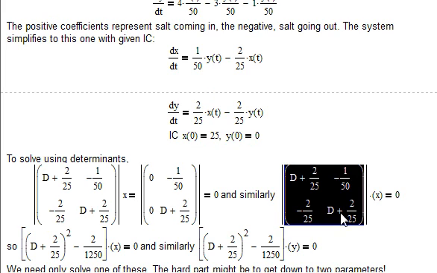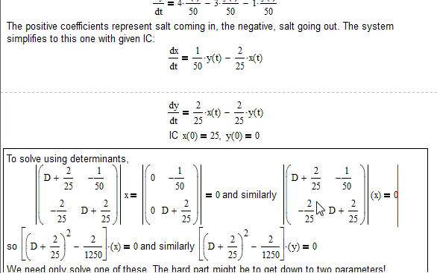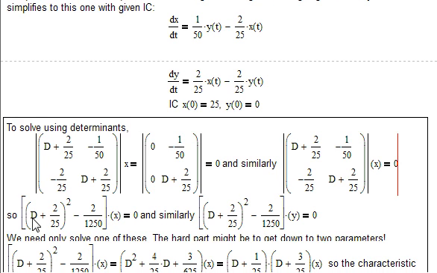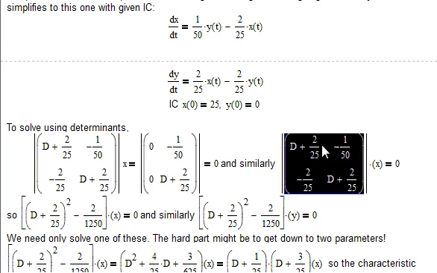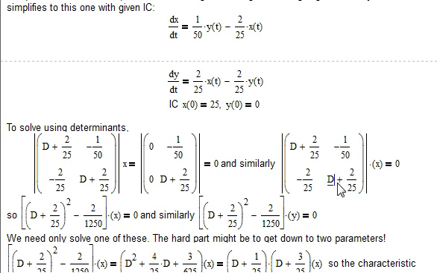So we now know we've simplified the whole thing just down to these differential operators applied to x equals 0. And so that means D plus 2/25 squared, see this times this, right? And then minus a positive, so it's going to be minus 2 over 1250 applied to x equals 0. And similarly, you can do the same thing, replacing this column with zeros instead.